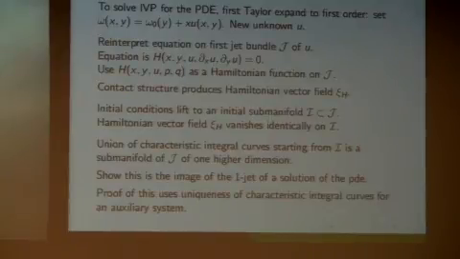This is all part of the standard proof, but now we need to use a uniqueness theorem for characteristic integral curves from an auxiliary system to show that this flow out is actually the image of a one jet of a solution. So that also requires a slightly different system, but it's the same ODE theorem, the uniqueness part of the ODE theorem. So that gives you that.